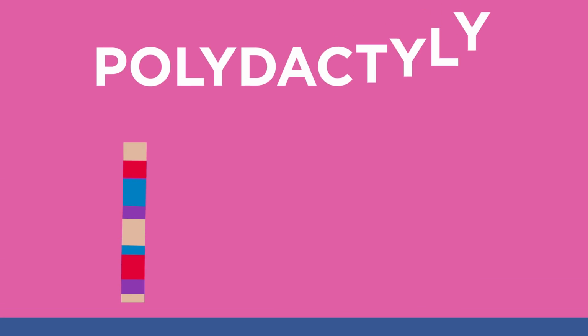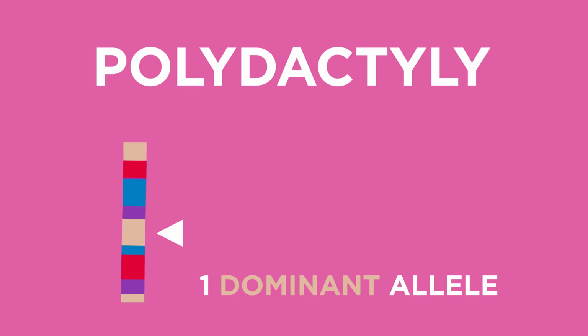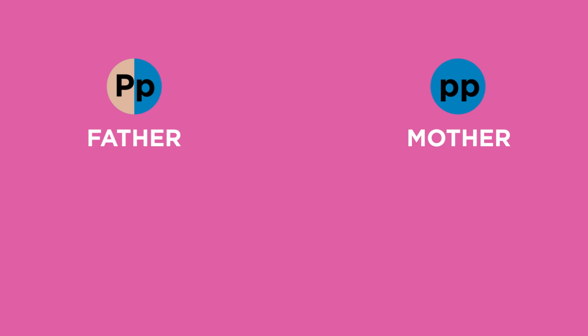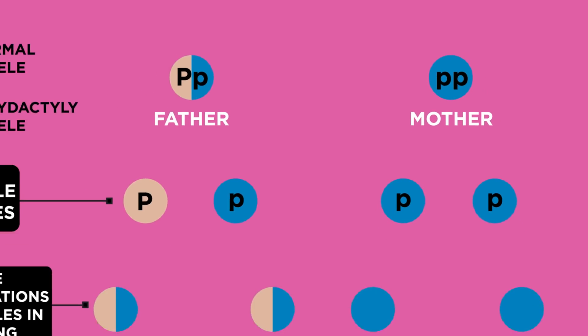So going back to polydactyly. Polydactyly is caused by a dominant allele, shown as a capital P. You only have to have 1 copy of this allele to have the condition. So in an example, the father has a copy of this allele, but the mother does not. We can show this using a genetic diagram.